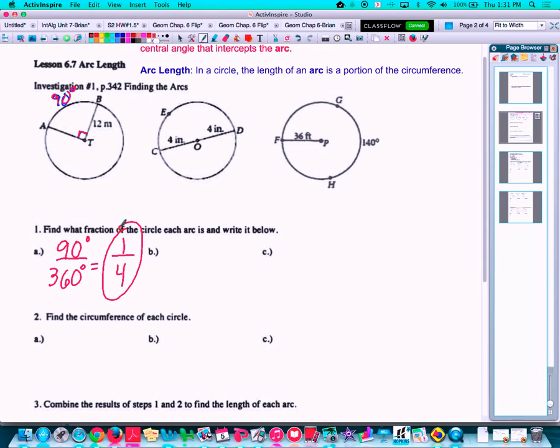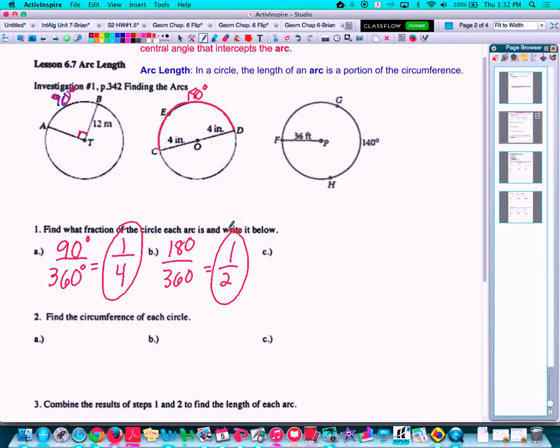And the second one, we're looking at this arc here, C to D. And again, we're looking at what fraction of the circle is that? Well, that's 180 degrees because it's a semicircle. And therefore, 180 out of 360 is equal to 1/2. So that's 1/2 of the circle.